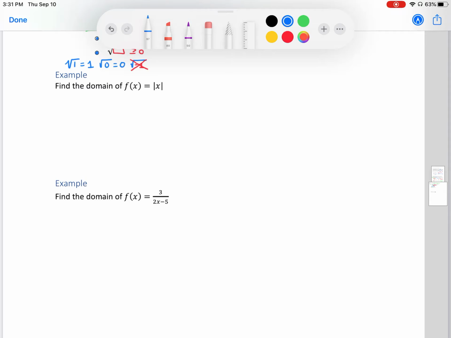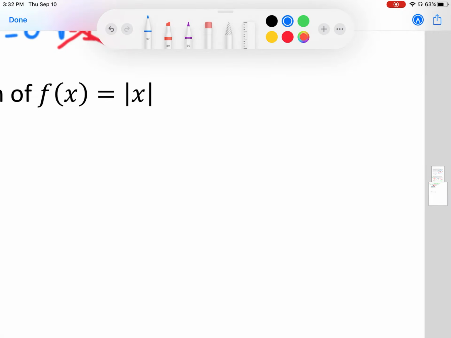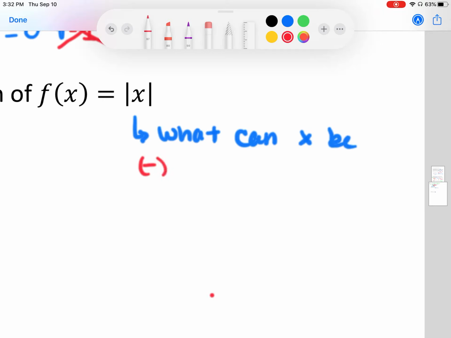Find the domain of f of x equals absolute value of x. So we want to think, what can x be? This one's different, right? So you want to ask yourself, what can x be? And then go through a list. Can it be negative? Yeah, I can take the absolute value of a negative. That just gives me a positive answer. But regardless, I can get an output.